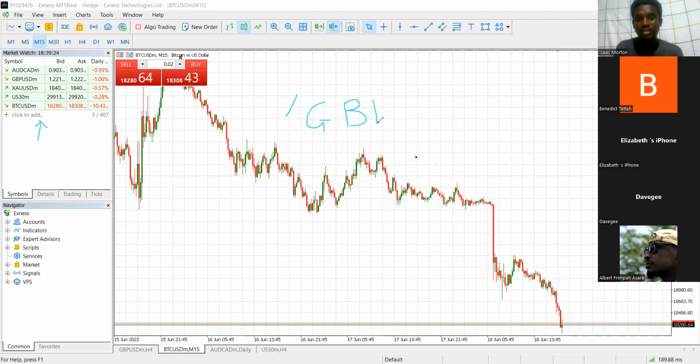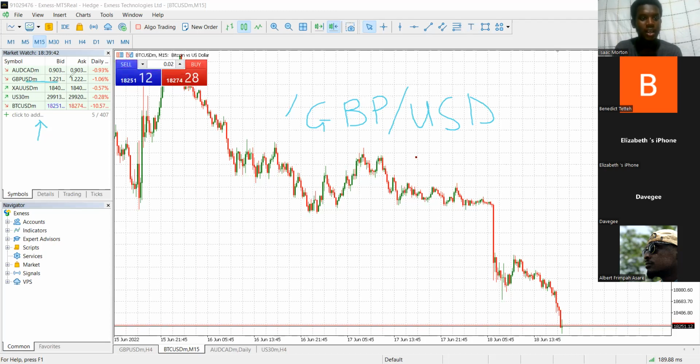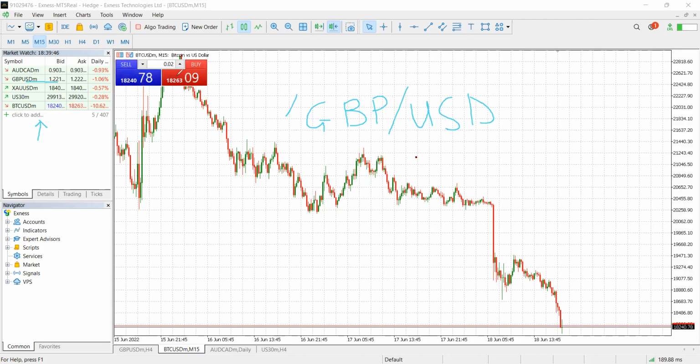GBP, and then we are having the USD. This is how a currency pair is written. So for example, this is one, the GBP USD. This is how it is. And then you are going to see the price.